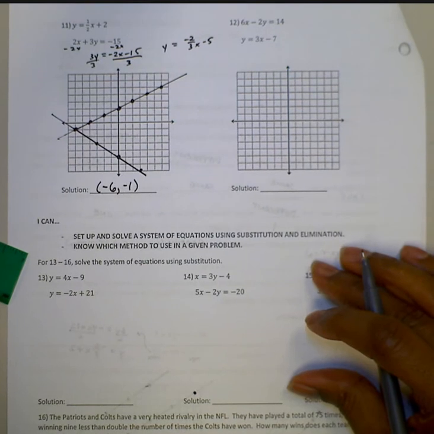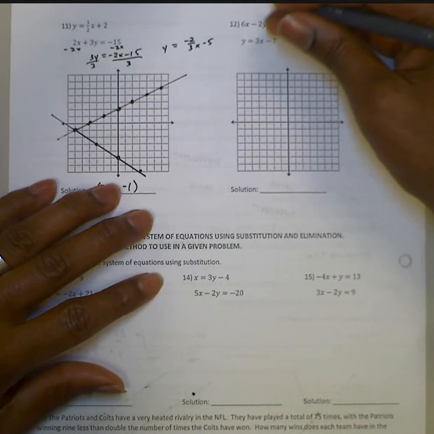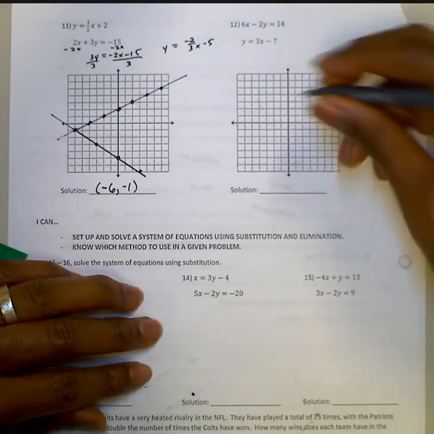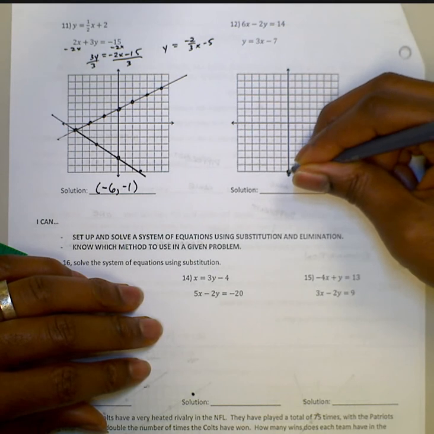Okay. Alright, number 12. Sure, the second line's already in slope-intercept form, so I'm going to graph that first. 1, 2, 3, 4, 5, 6, 7. Negative 7 is our y-intercept. Our slope is 3.